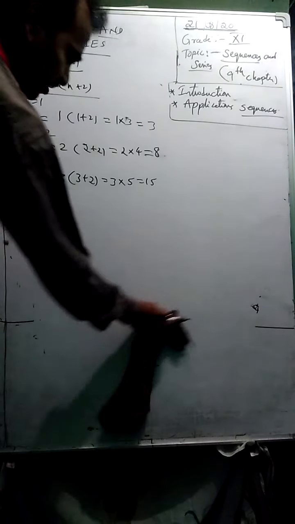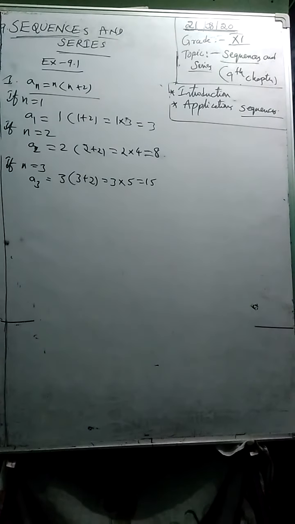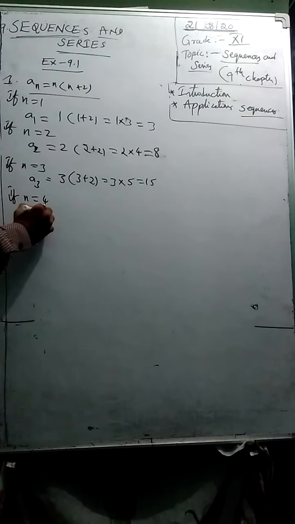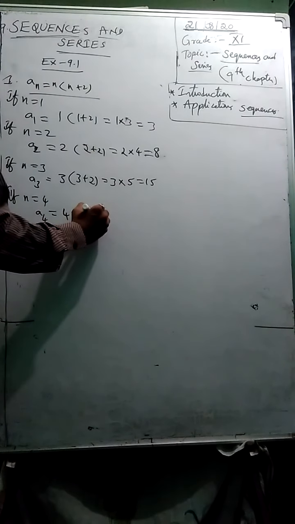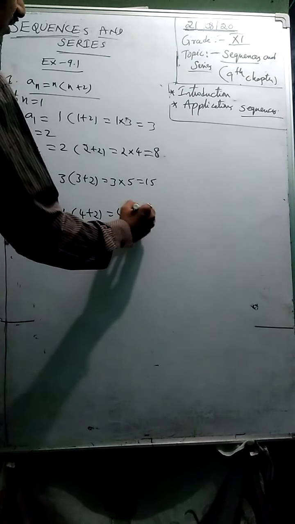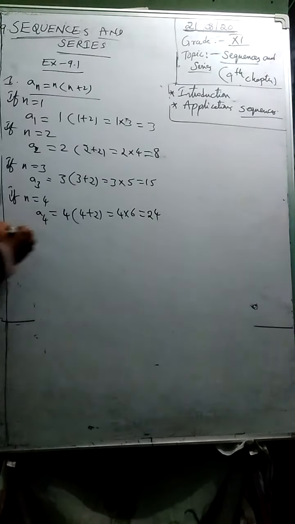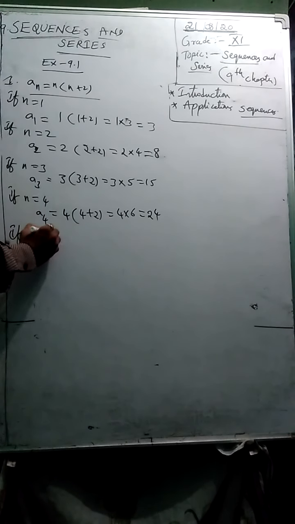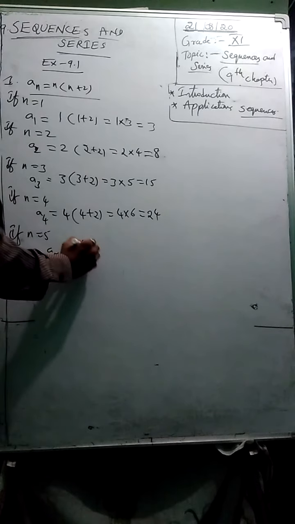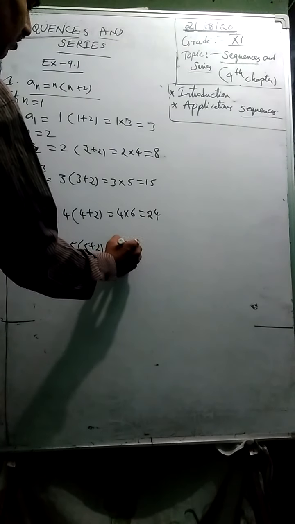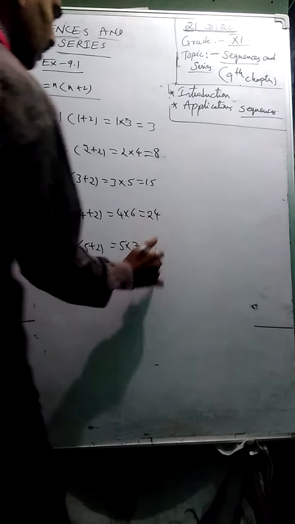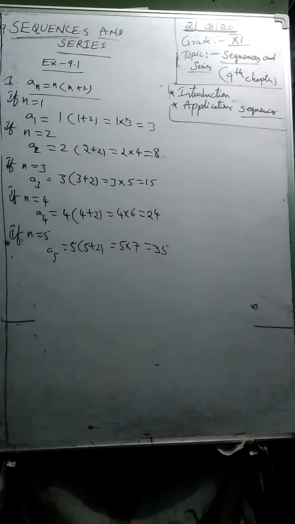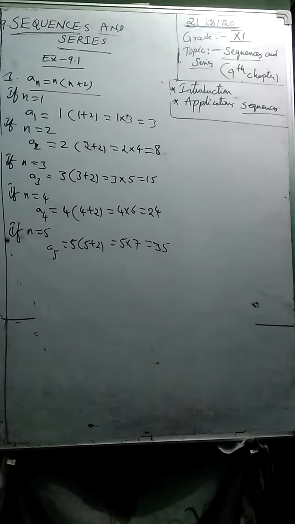We can divide sequence into arithmetic progression, geometric progression, harmonic progression, AGP also. So n is equal to 4, a4 is equal to 4 into 6, that is equal to 24. Then if n is equal to 5, a5 is equal to 5 into 7, that is 35. So we found all the first 5 terms by using the formula.